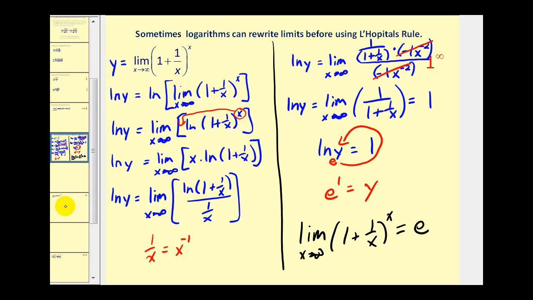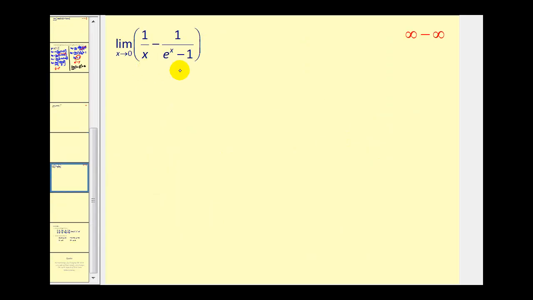Let's go and take a look at another one. Notice here we have the limit as x approaches 0 of a difference, and both of these fractions as x approaches 0 approach infinity. So we have the form of infinity minus infinity, which again is indeterminate, but does not fit the form for L'Hopital's rule.